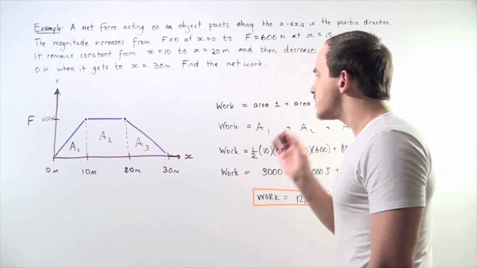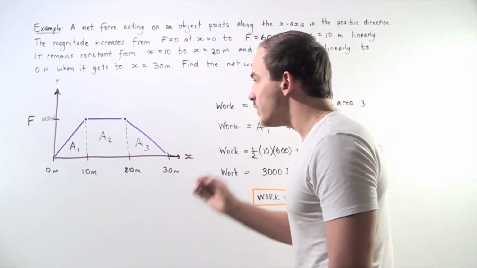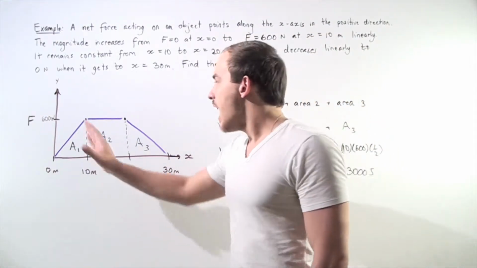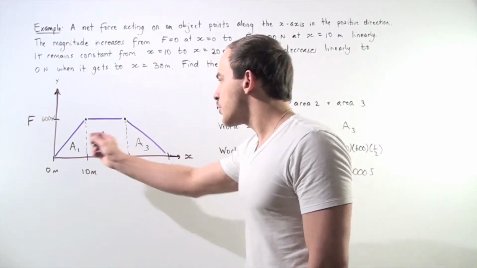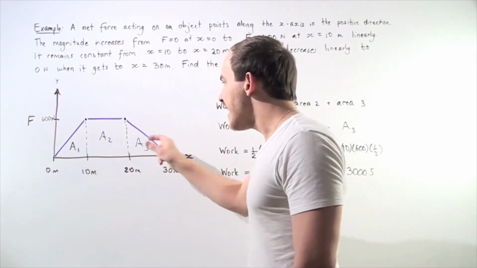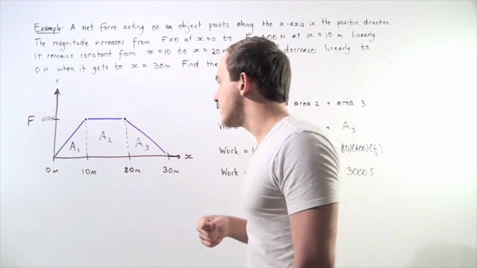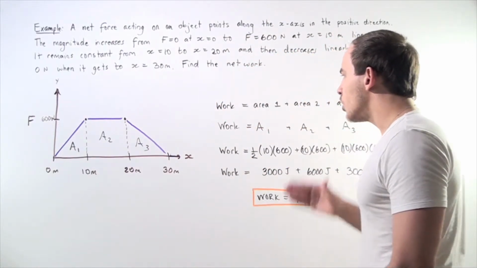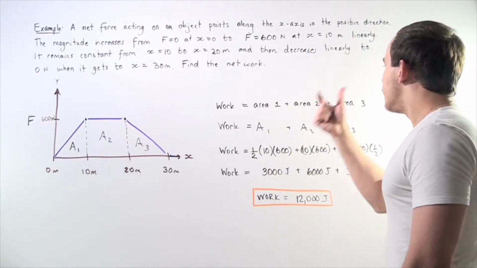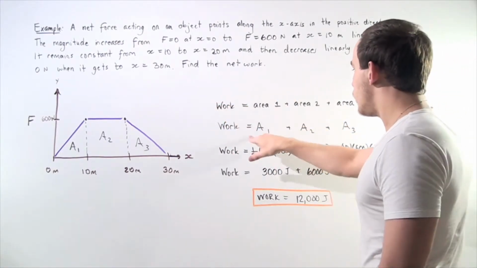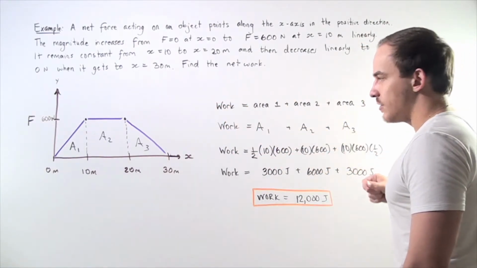So now, in order to find our net work, we simply find the area under our curve. So we break down the area into 3 figures. We have 2 triangles and a rectangle. So to find the net work, we simply find the area of 1 plus area of 2 plus area of 3. So A1 plus A2 plus A3.